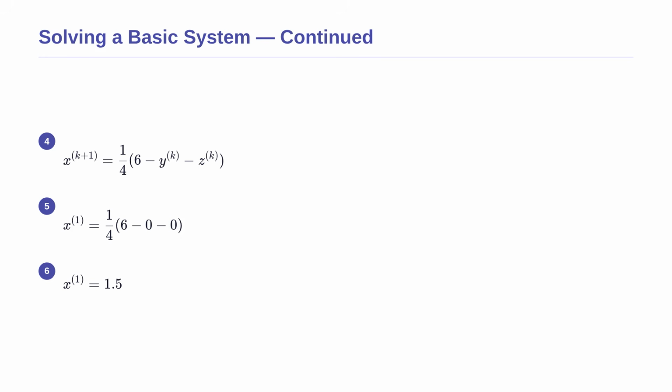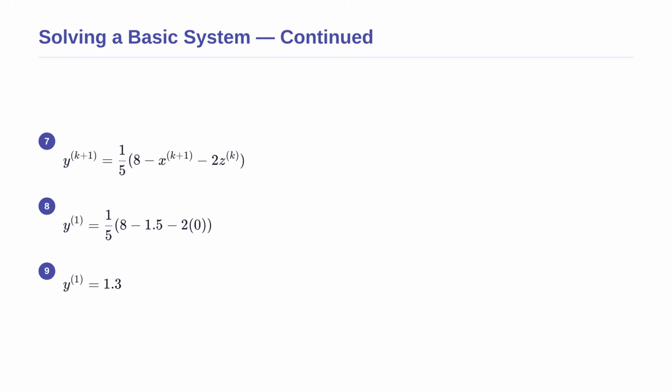By substituting these initial zero values into the equation, we simply perform the basic arithmetic inside the parentheses. 6 minus 0 divided by 4 gives us exactly 1.5. We have found our first brand new value. With our first new value in hand, we immediately move to the second equation. Because this is the Gauss-Seidel method, we will immediately throw away our old guess of 0 for x. We will use this new value of 1.5 in the very next step.